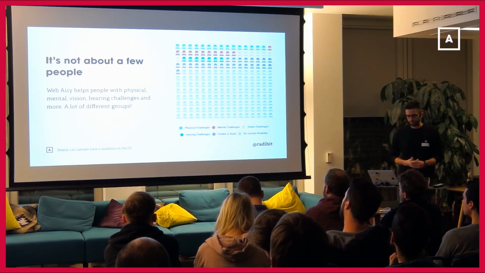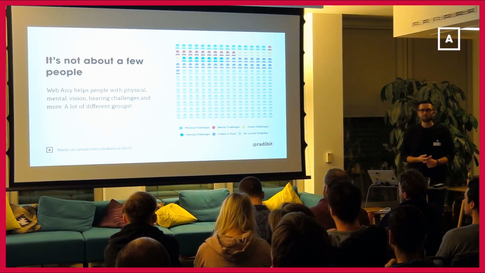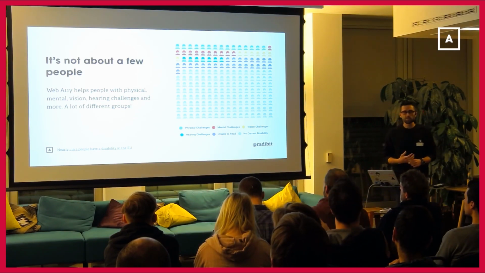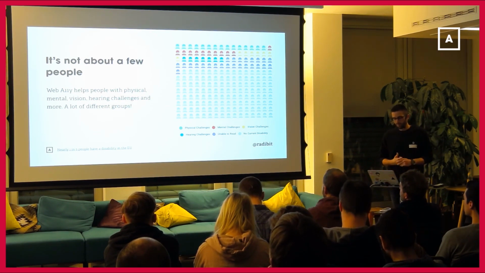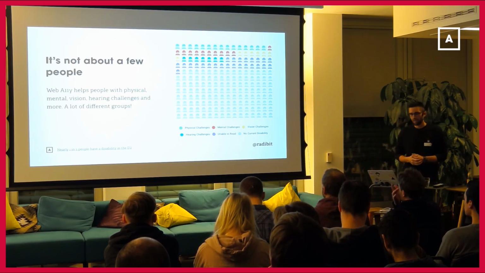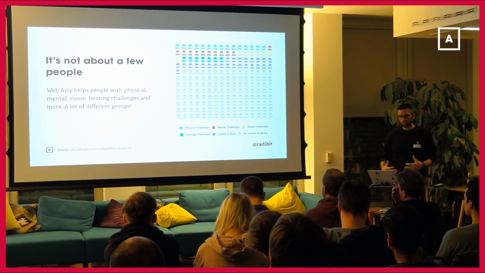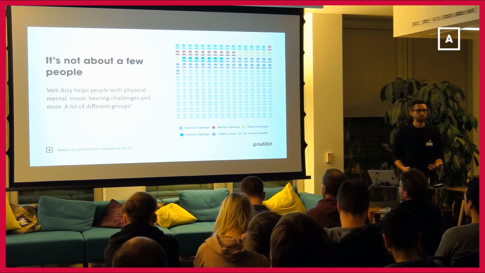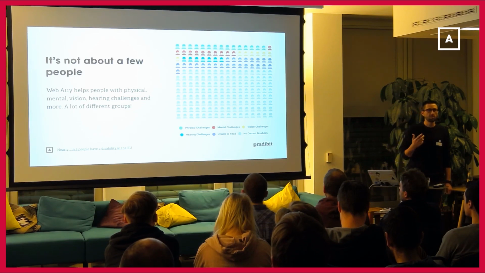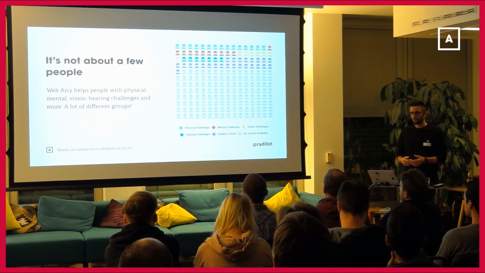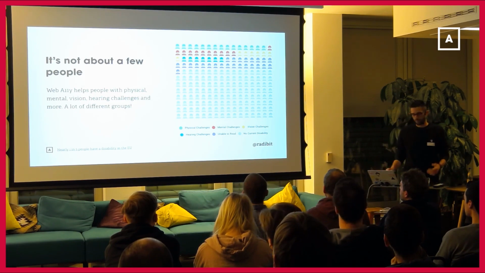And it's not about few people, because recent studies show that 1 in every 5 persons in the European Union are experiencing some kind of impairment or disability. So web accessibility helps people with physical, mental, hearing challenges, with vision problems to perceive our content, to digest our content. So it's really about a big group of people. But it's not only about people with disabilities. It's also about people with low literacy, or people that are starting to learn a new language, for example.